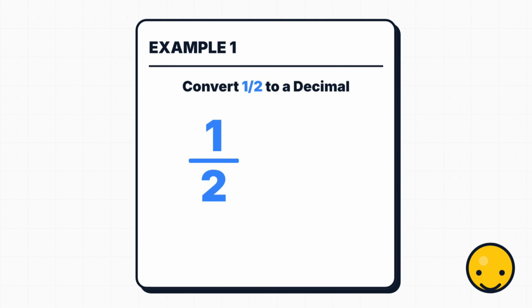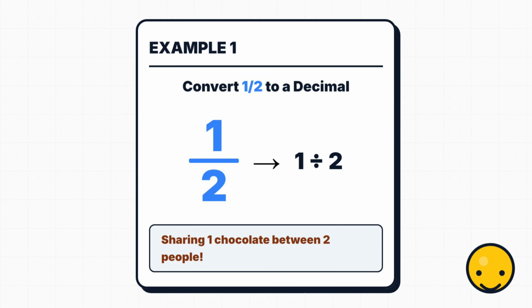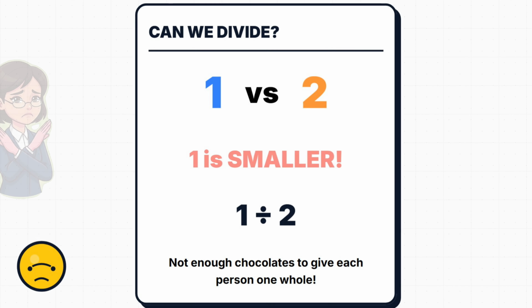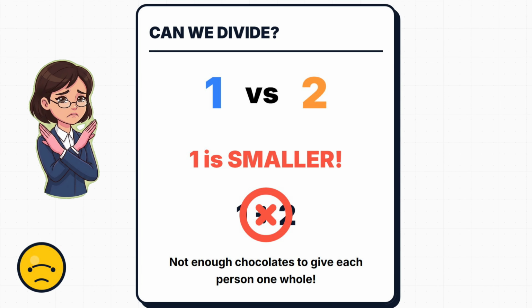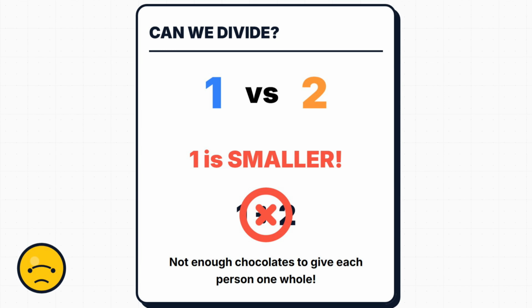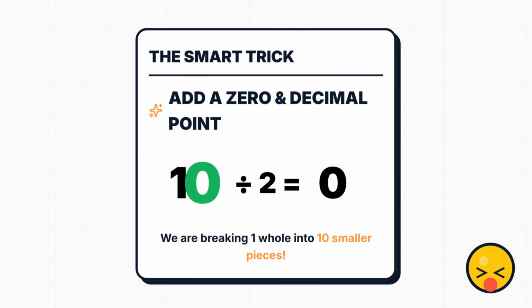Let us solve 1 over 2 step by step. This means 1 divided by 2. Now check this. Is 1 bigger than 2? No. So we cannot divide directly. Here comes a smart trick. When the top number is smaller, we add a 0 and place a decimal point in the answer.